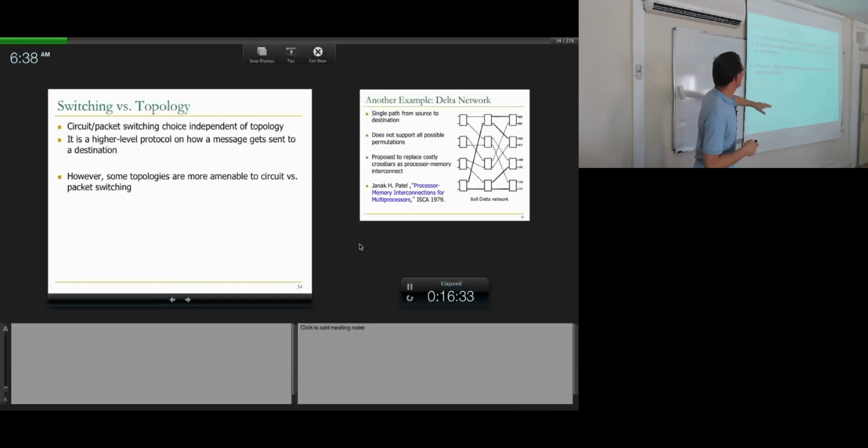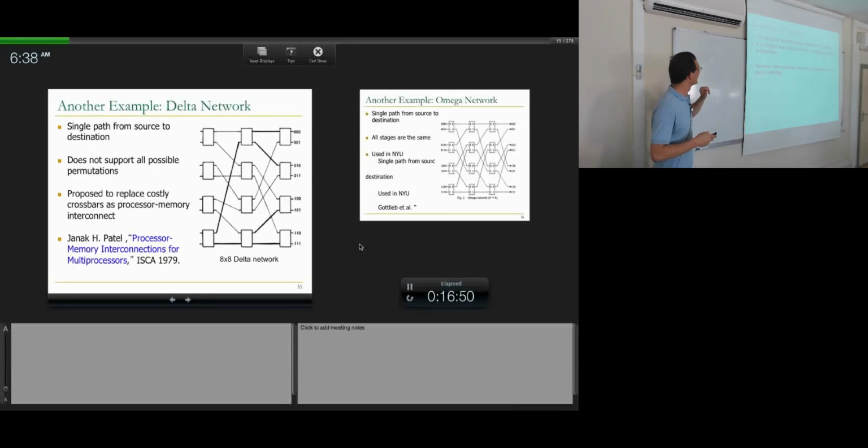Okay, so this is actually a higher level protocol, and people have proposed protocols for internet also, right? For circuit switching versus packet switching. ATM is a circuit switched network, for example. But some topologies are more amenable to circuit versus packet switching, and we may get back to this.